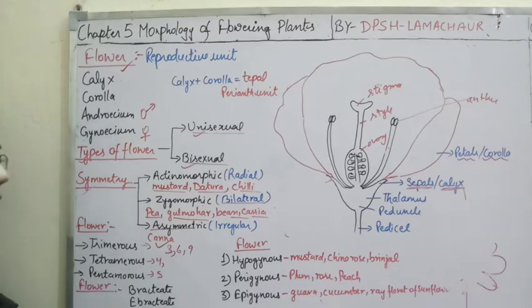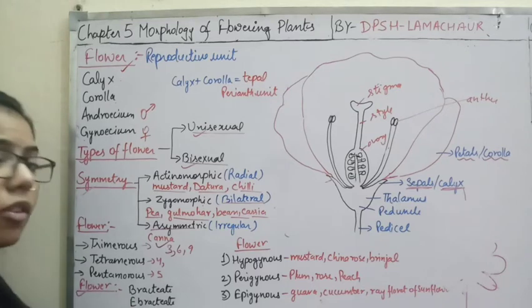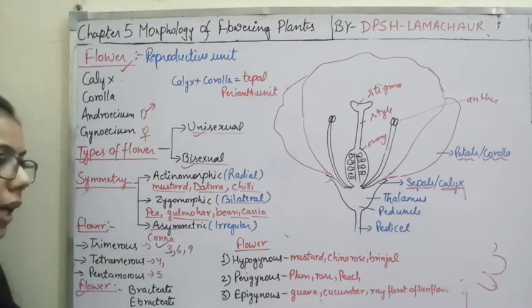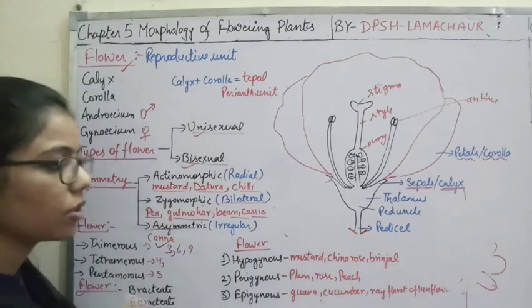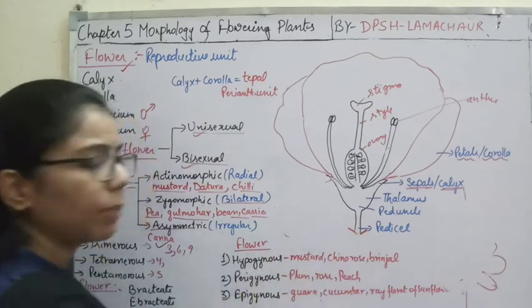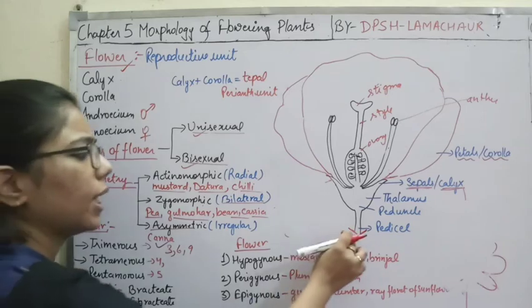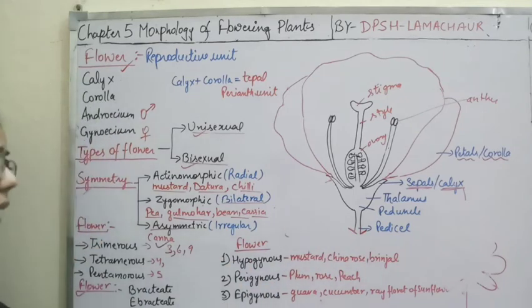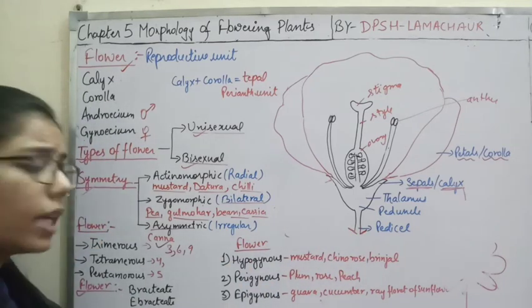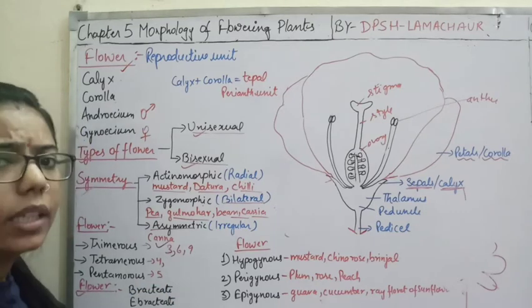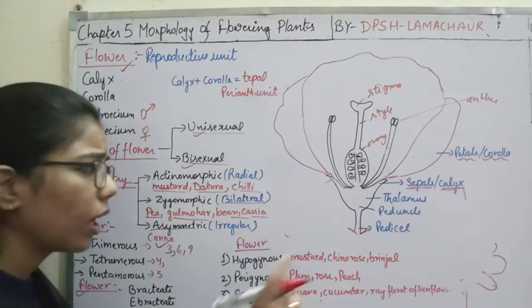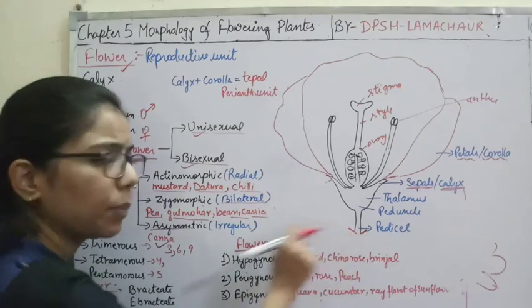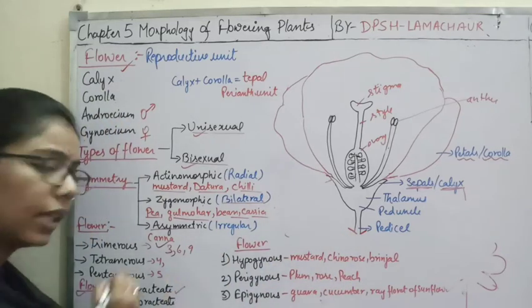Another classification of flower is on the basis of bract. Now, what is this bract? Bract is a structure, a hairy-like structure which is present at the base of the pedicel. This is known as bract. In those plants or flowers in which this bract is present, it is known as bracteate.